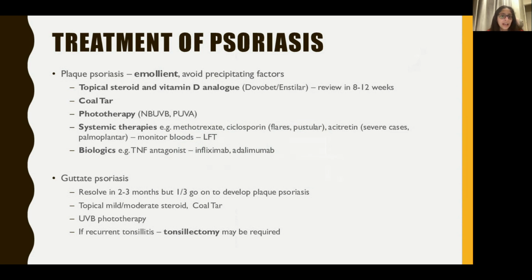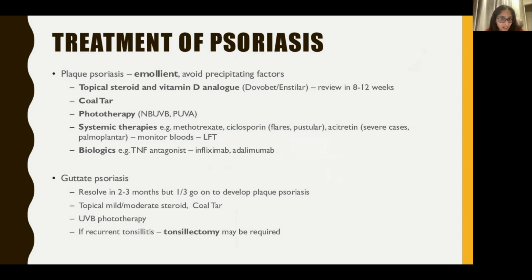especially PUVA. And there are also systemic therapies. So depending on the severity of the psoriasis, this can be used. So methotrexate, cyclosporin, acitretin, and with this, it's important to monitor bloods, including LFTs, and also biologics. And some places will also have psoriasis biologics clinics where the psoriasis has not improved with the above treatment. And ones that are used are such as infliximab, adalimumab, and also some other interleukins such as I believe 13 is also used for treatment of psoriasis.